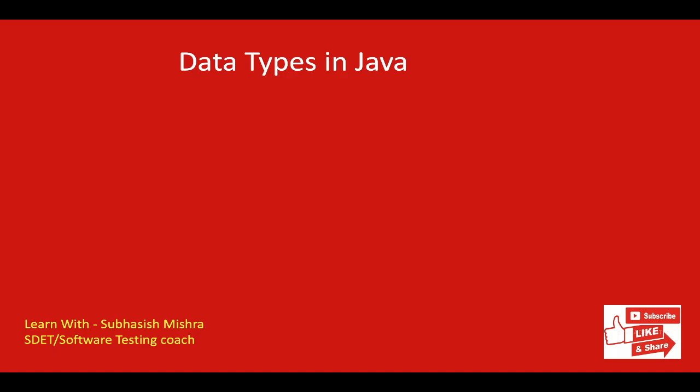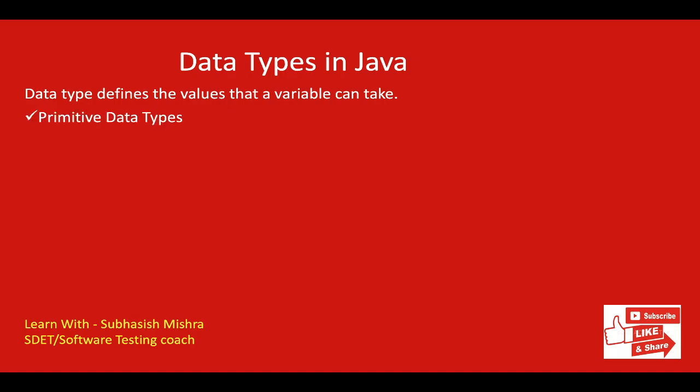Today we will learn data types in Java. So what is data type? Data type defines the value that a variable can take. It defines the operations that can be done on the data and what type of value can be stored. For example, if a variable has int data type, it can only take integer values.